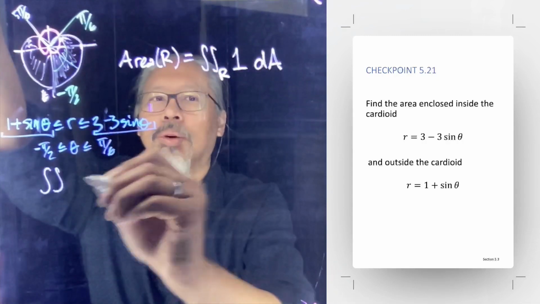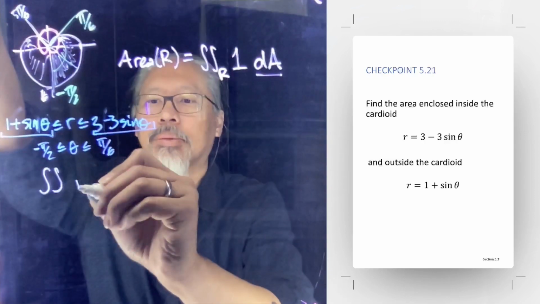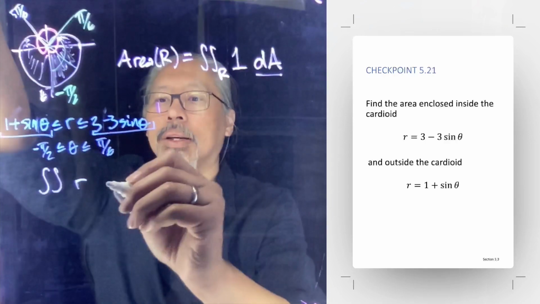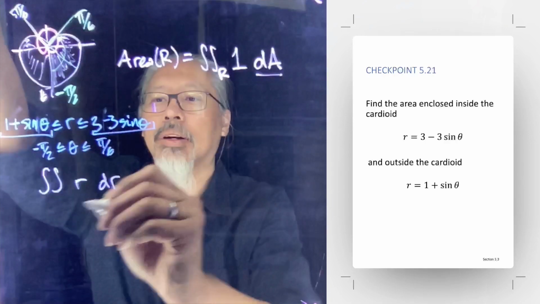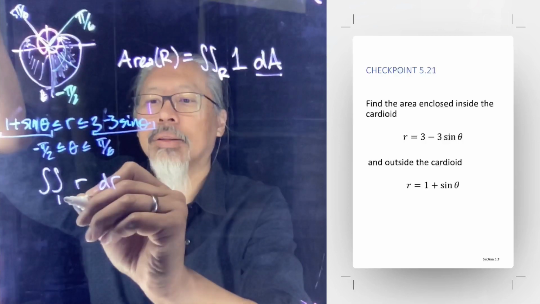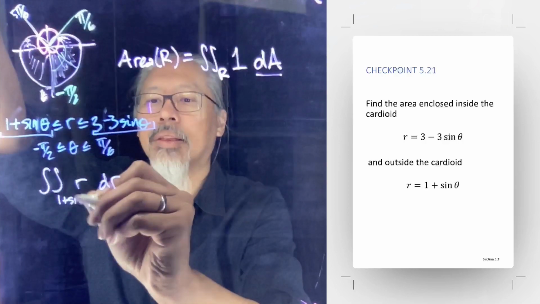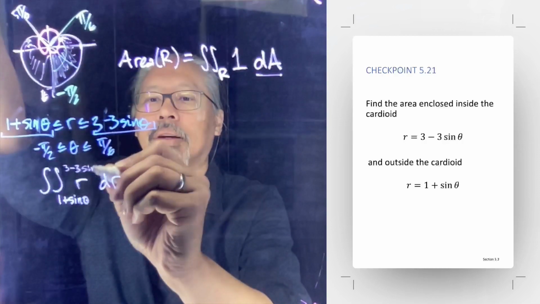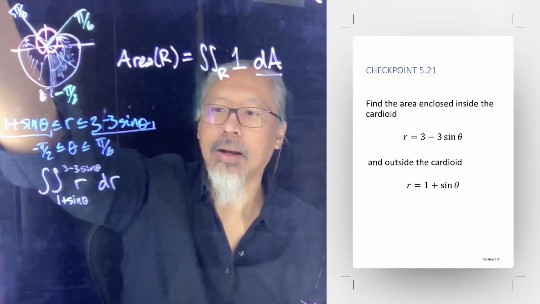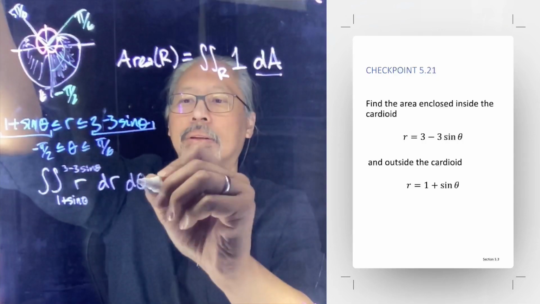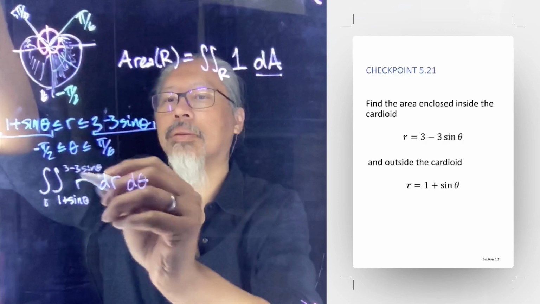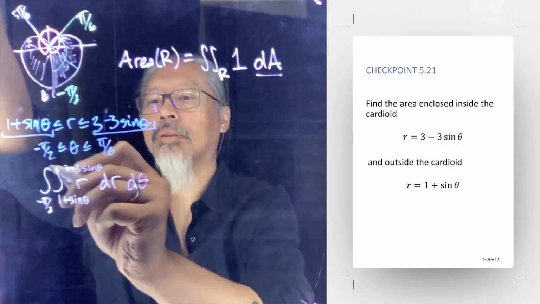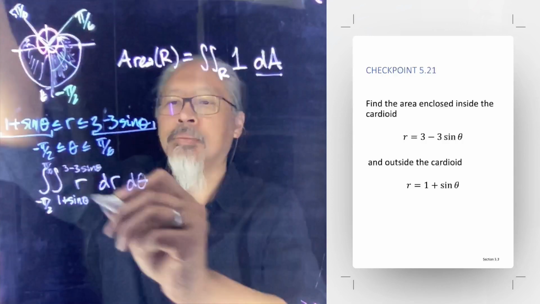The integrand is going to be 1, but then for the dA business, since we're going into polar coordinates, remember, we'll have the extra r that pops up. And then your r limits for the dr can go from 1 plus sine theta to 3 minus 3 sine theta. And then your theta limits go from minus pi over 2 to pi over 6.